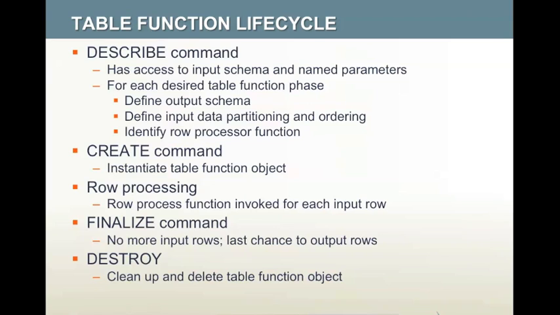The row processing function is a function that manipulates the rows that are input into the phases in a table function. When you are implementing the analytics to operate on the data, this is usually where the meat of the analytics is implemented. The finalize command is invoked when there are no more input rows, and it is the last chance to output rows from the table function. Finally, the destroy command is when you would clean up the resources associated with a table function.